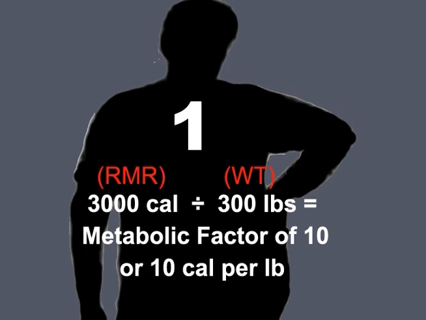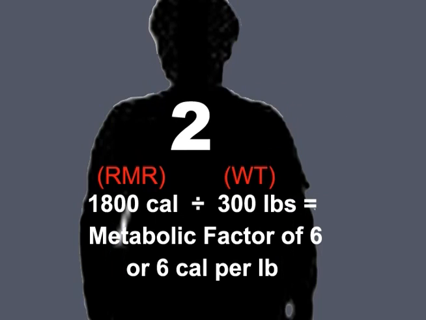To apply the metabolic factor formula to patient 1, her RMR of 3,000 calories is divided by her weight of 300 pounds, which equals a metabolic factor of 10 or 10 calories per pound. Applying the metabolic factor to patient 2, her RMR of 1,800 calories is divided by her weight of 300 pounds, which equals a metabolic factor of 6, or 6 calories per pound.